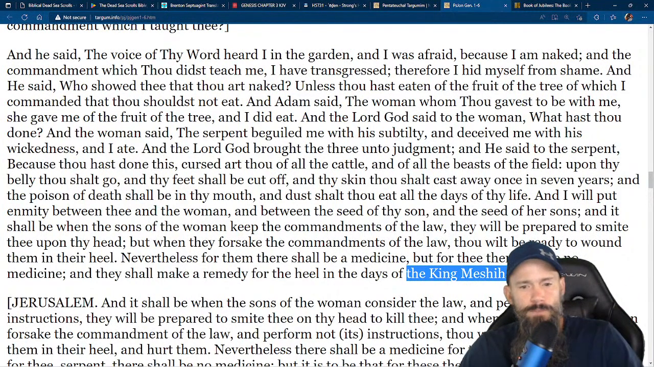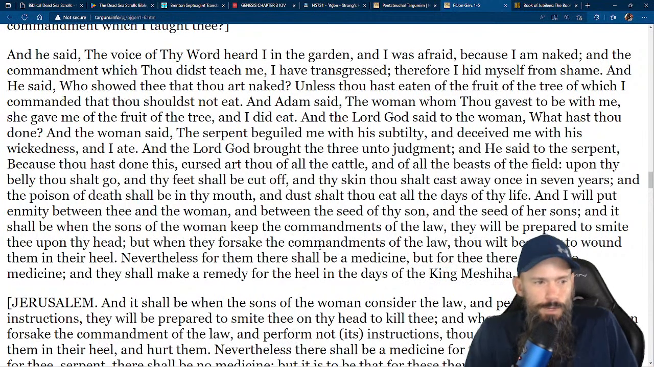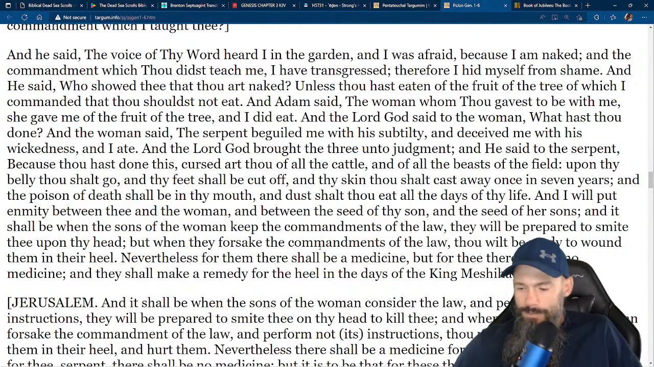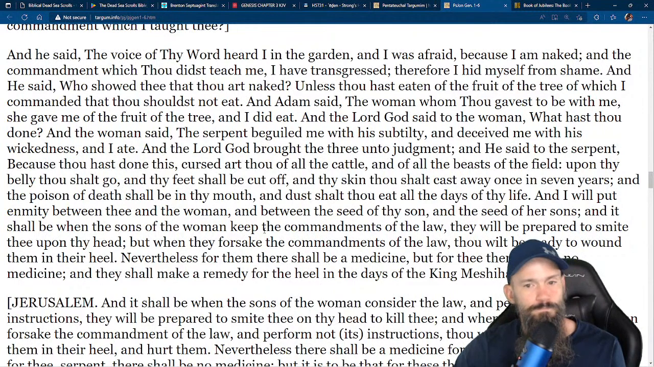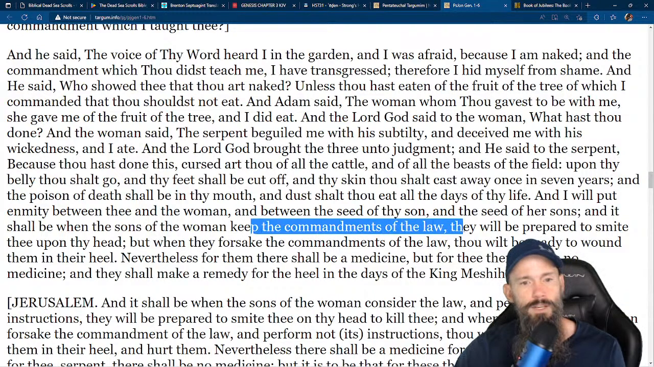King Messiah. And it's interesting because, and I think maybe that's the reason they mess with the Dead Sea Scrolls a little bit. You notice how in the New Testament he says, if you're bitten by a snake and you're a follower of the way, then it won't harm you. That's pretty much what this is saying right here.